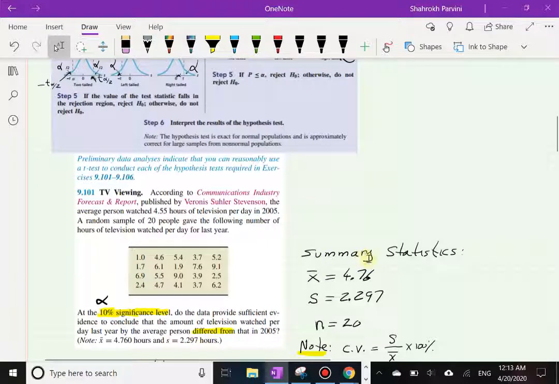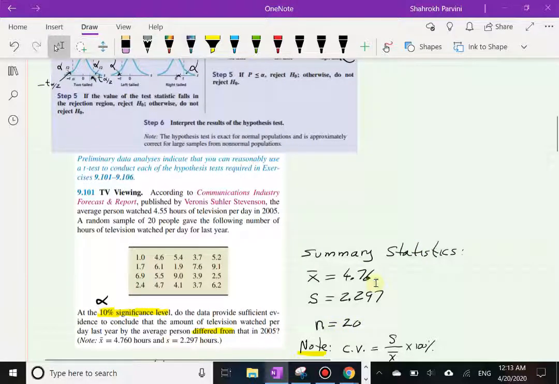Now here I have written the summary statistics that were given according to the author of the book. X bar is 4.76. He calculated the average of these numbers. And the standard deviation is 2.297 hours. So those are given to us. I call those summary statistics. And the sample size is 20.